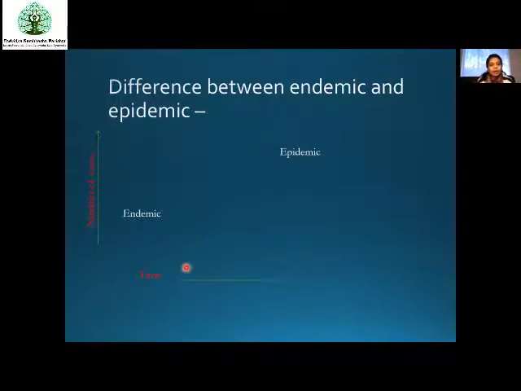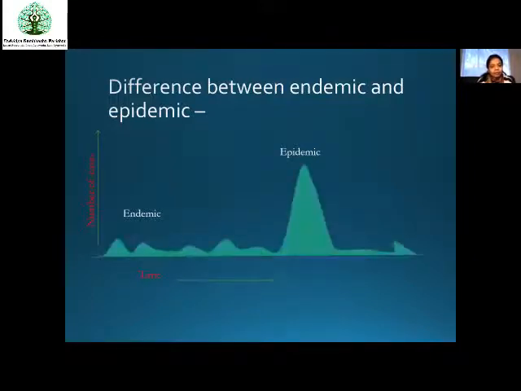Okay, now, when I see any disease occurring, the number of cases is continuously present but varies around the same average. This is endemic. Now, what happens? Suddenly there is a rise in the number of cases. A sudden rise. You can see the upward hill, right? So a sudden rise in the number of cases, that is epidemic. Again it comes down, it becomes endemic again.